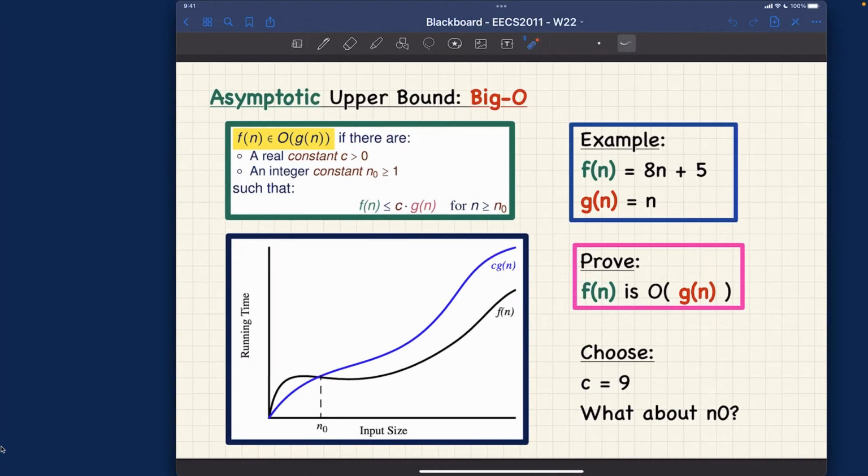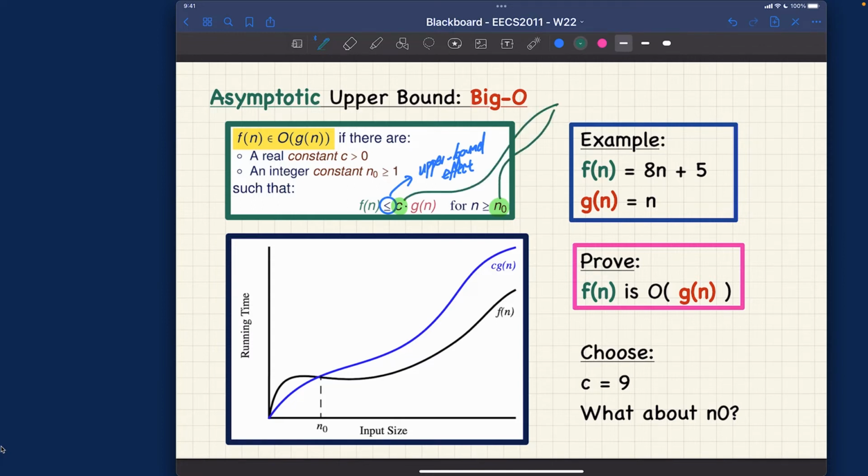This is the formal definition I just mentioned before, and just to remind you, this part over here is the upper bound effects. In order to prove the upper bound effects, you need to find the multiplicative constant c and also n0 over here. So these are the two things you need to find in order to prove it.